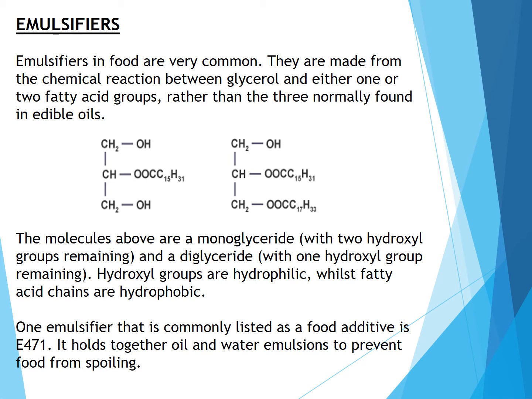Emulsifiers are made when you take 1 mole of glycerol and react this time 1 or 2 fatty acid groups, rather than 3 that we would normally react to form a fat or oil. This time we react 1 or 2 to form an emulsifier. And we can see two examples of emulsifier molecules on the slide.